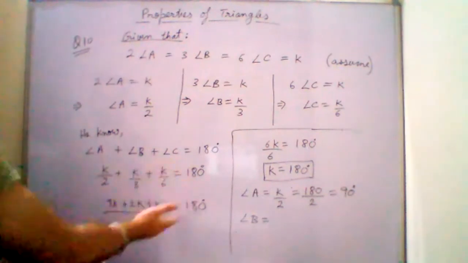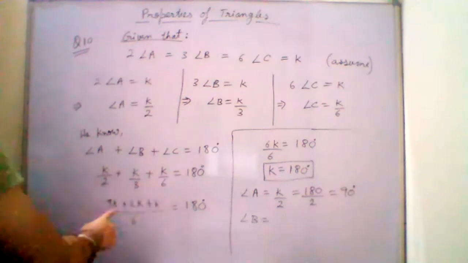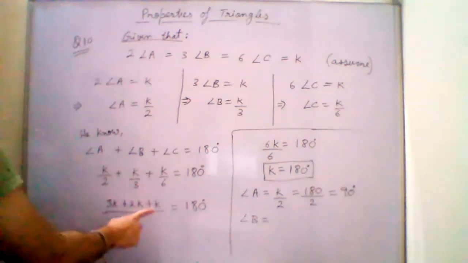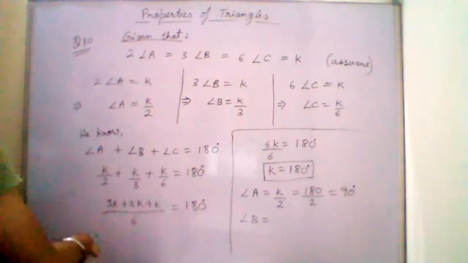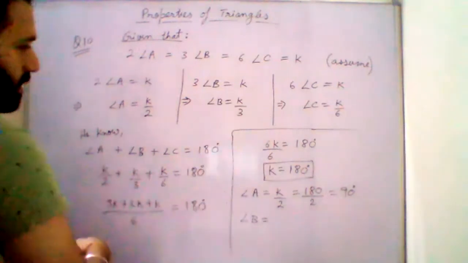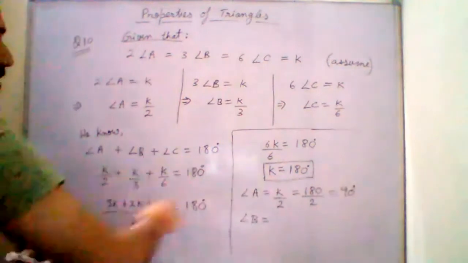You all know how to solve a linear equation, right? Yes, sir. So add all the three terms. What is the LCM? 6. So 3k plus 2k plus k. What is the sum? 6k. 6k upon 6. The 6 cancels with 6 here, and you get k equals 180 degrees. So this is your value of k.